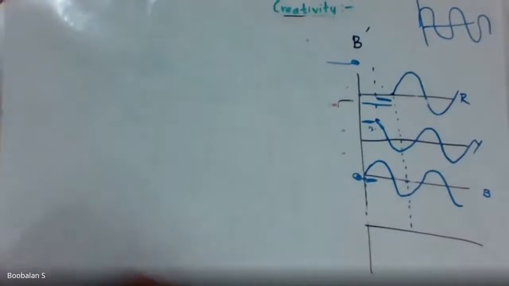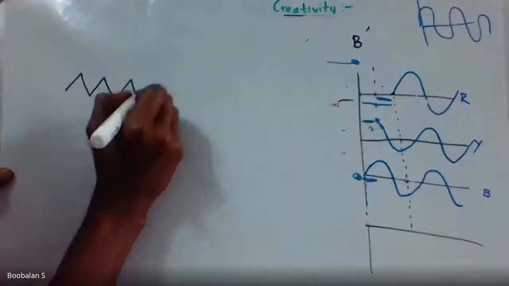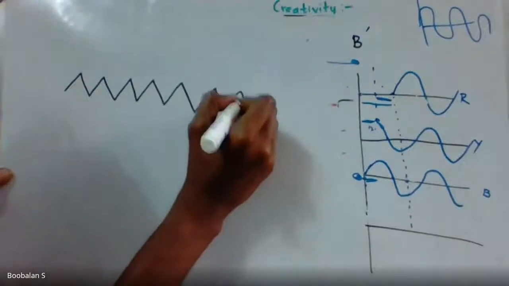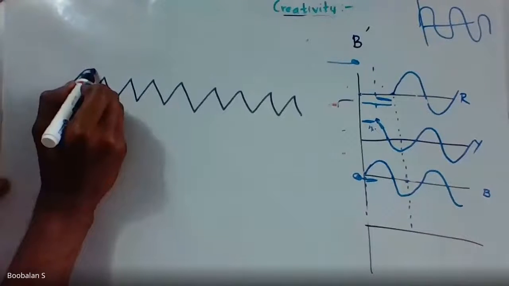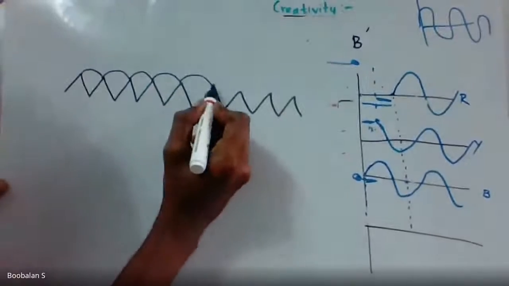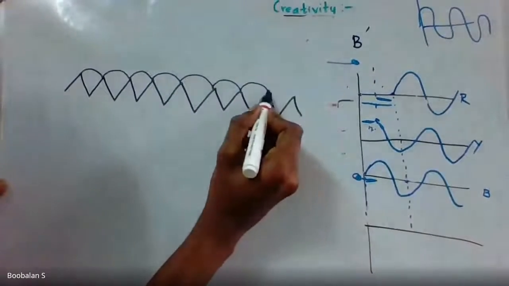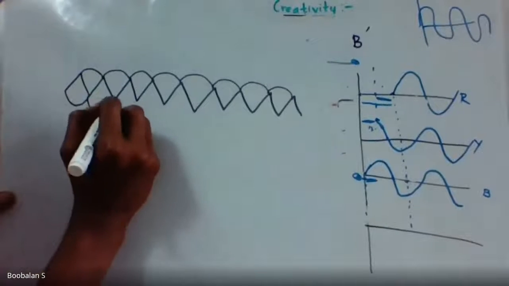How do you draw it? First just draw triangle shapes. Draw one triangle, and then make every triangle into a curve. Join all these curves. So this is the way of drawing a three phase power supply. Each and every phase has a 120 degree phase difference, as we have just discussed. Just draw like this.